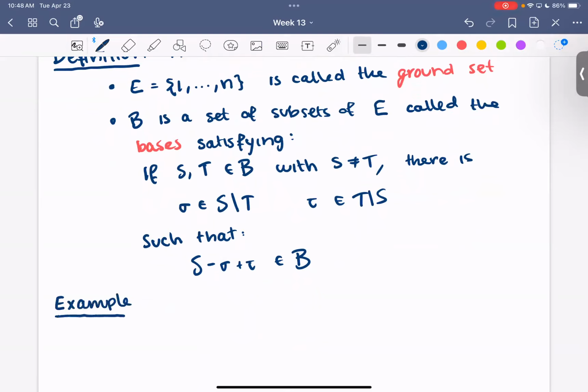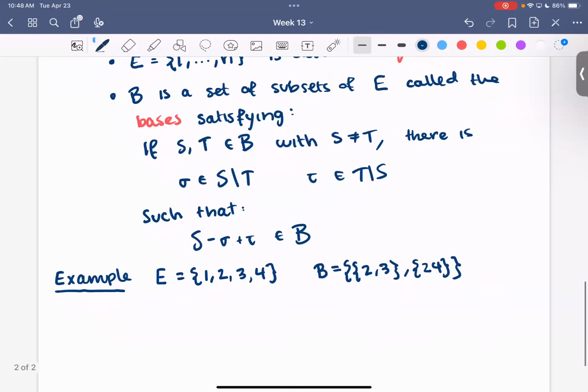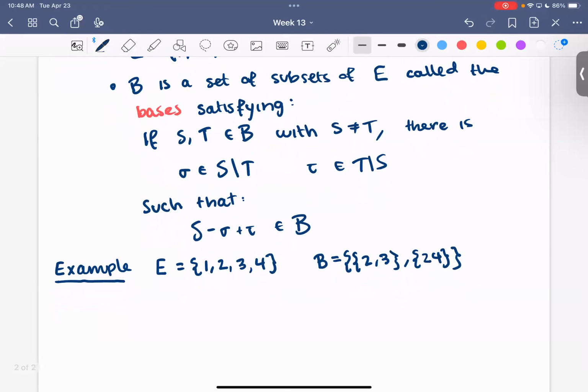So the example that emerged in the previous examples was the following matroid. So it would be the matroid on ground set 1, 2, 3, 4, and the bases were 2, 3, and 2, 4. Okay, so that was the example that came up. So I'm going to ask you guys to verify that this is a matroid. So just take a few minutes and check that this satisfies basis exchange.